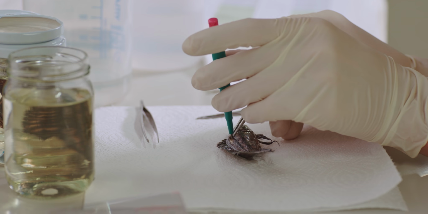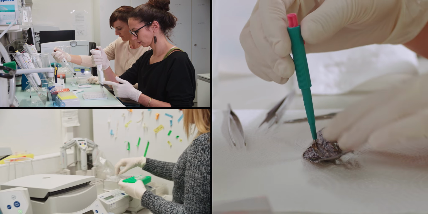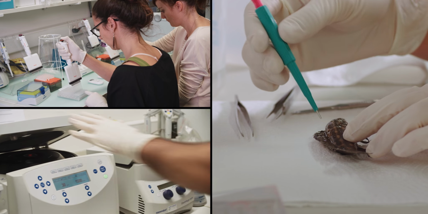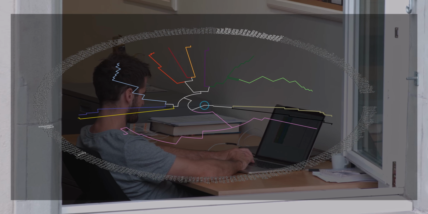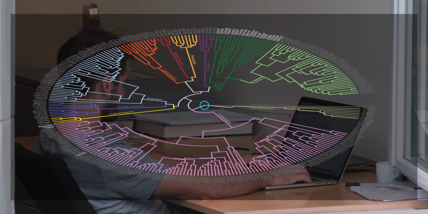In order to reconstruct the evolution of cichlid fishes in Lake Tanganyika, we sequenced the genomes of 2 representatives of every single species in that lake. These genomic data allowed us to resolve the complete timeline of cichlid evolution in Lake Tanganyika in a phylogenetic tree.